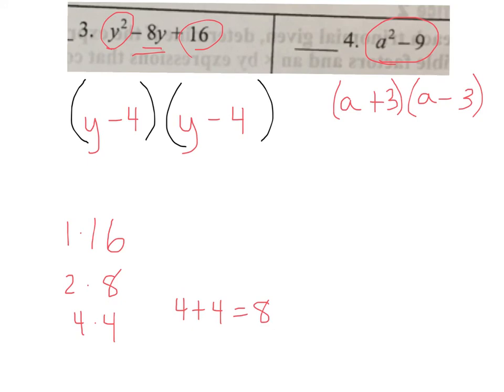Now, could this be the area of a square? No, all the sides have to be equal. This is a plus 3, and this is a minus 3. Those two sides aren't what? Equal. So this is not the area of a square. This one, number 3, was. Number 4 is not the area of a square.